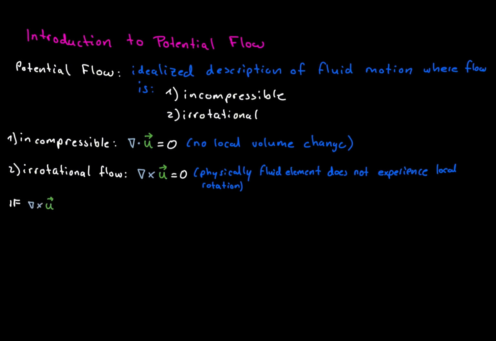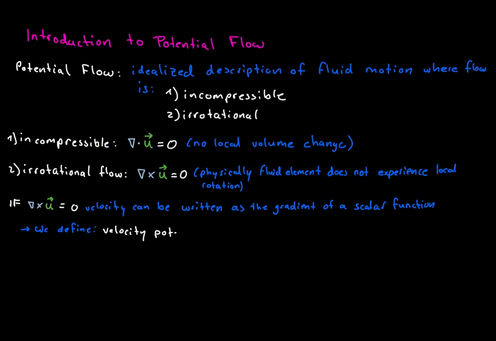If the curl of a velocity field is zero, the velocity can be written as the gradient of a scalar function. We call this scalar function the velocity potential, which we denote by phi. So the velocity vector can be obtained by taking the gradient of phi.